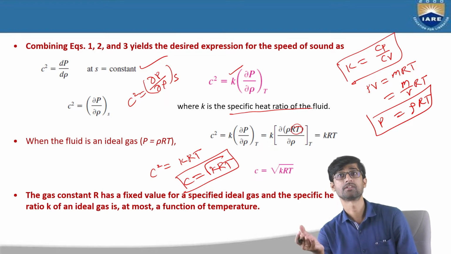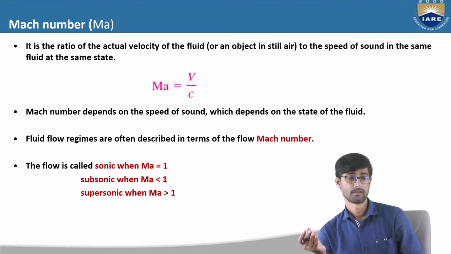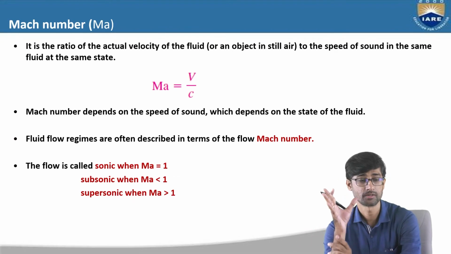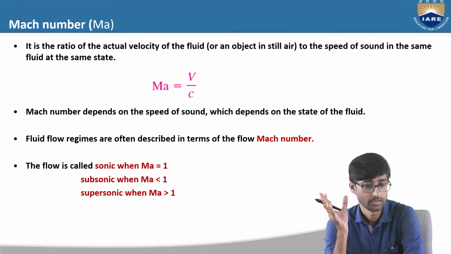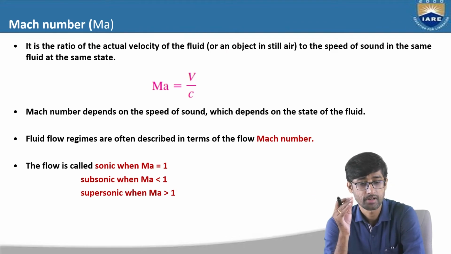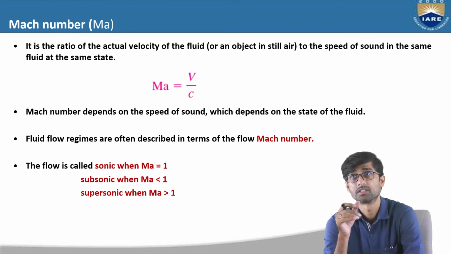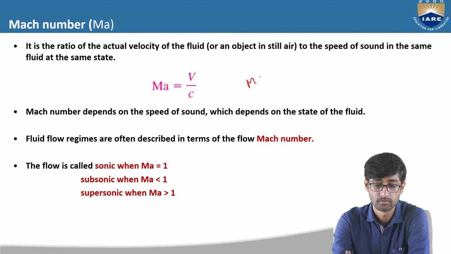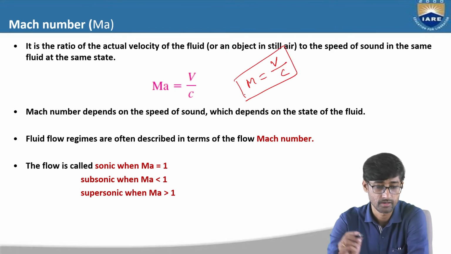So this is how to calculate the speed of sound. Now the most important parameter on which the speed of sound depends is called the Mach number. What is the Mach number? Mach number is the ratio of the actual velocity of a fluid, or an object in the air, to the speed of sound in the same fluid at the same state. That is, Mach number is equal to the velocity of the fluid divided by the speed of sound. That is called Mach number, right?